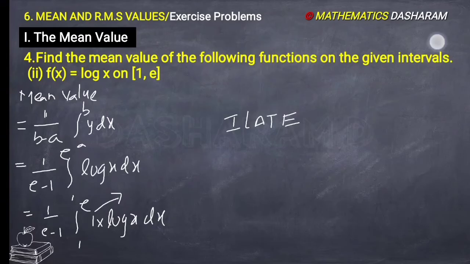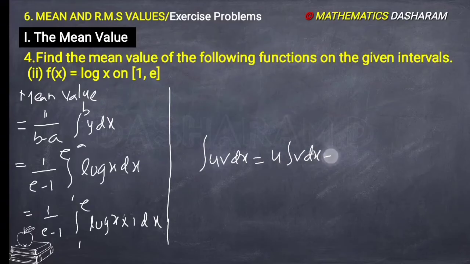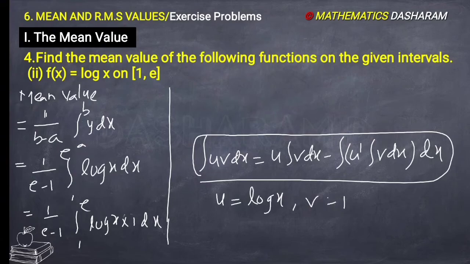So that means here, integration of 1 log x, write log x into 1. Now it is in the correct order. So now what is the formula? Integration u into v dx equals u into integration v dx minus integration of u dash into integration v dx, whole dx. So here u is log x and v is 1. So let us apply this formula.